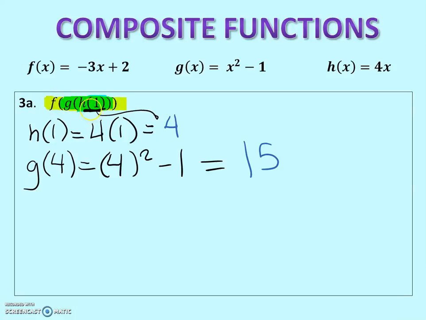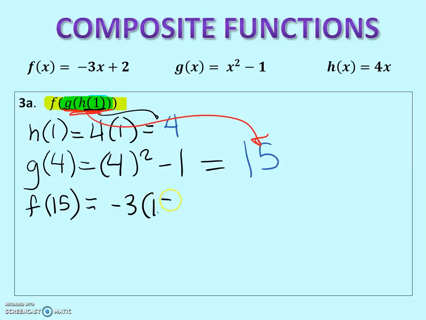And now we have our very last step, which is this layer here, the whole thing. We've gotten our value for the middle. This whole g of h of 1 is 15, so we're just plugging that right in. This whole thing is 15, so we're just doing f of 15. See how we're working from the inside out? Okay, and then we have -3. We're using 15 as our x. And if done correctly, that should give you an answer of -43. All right, go ahead and pause. Try 3B on your own.